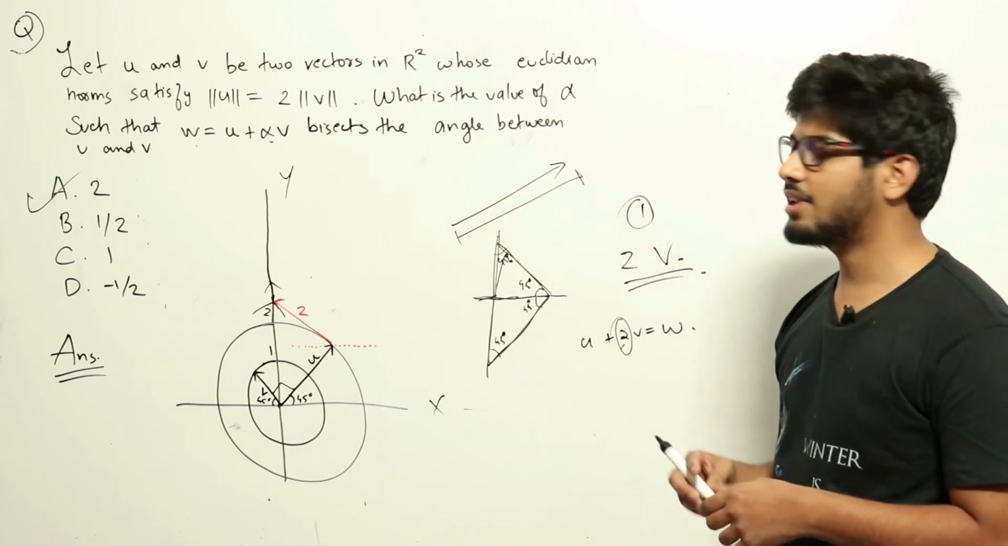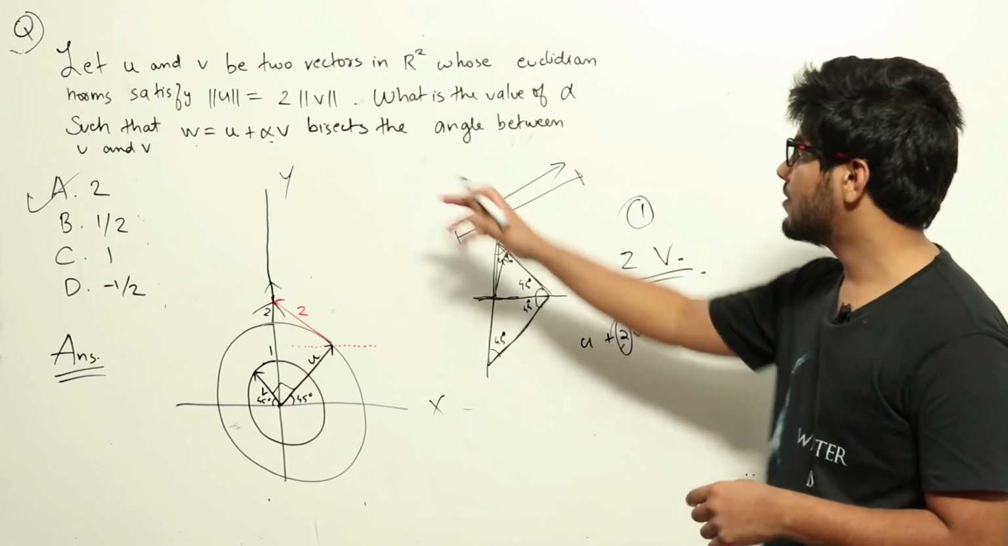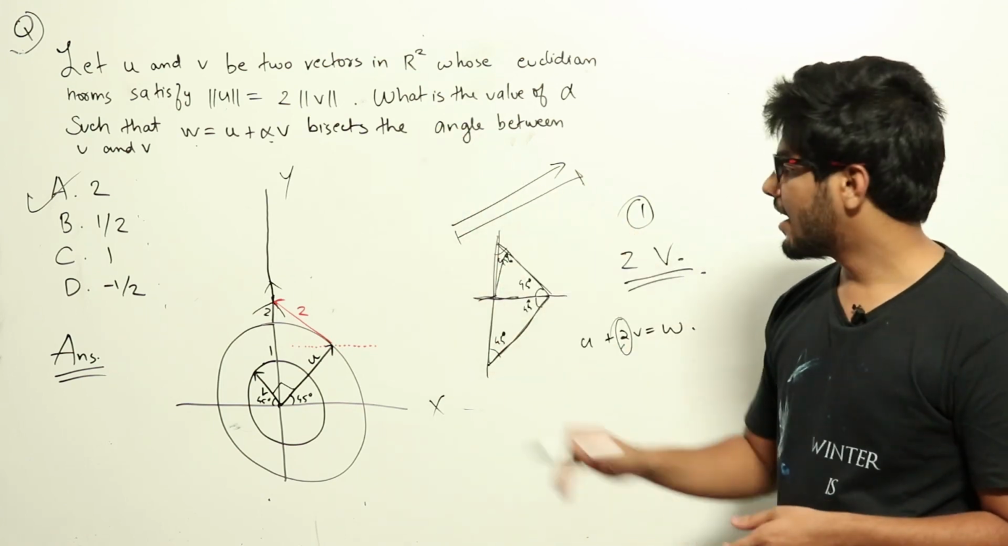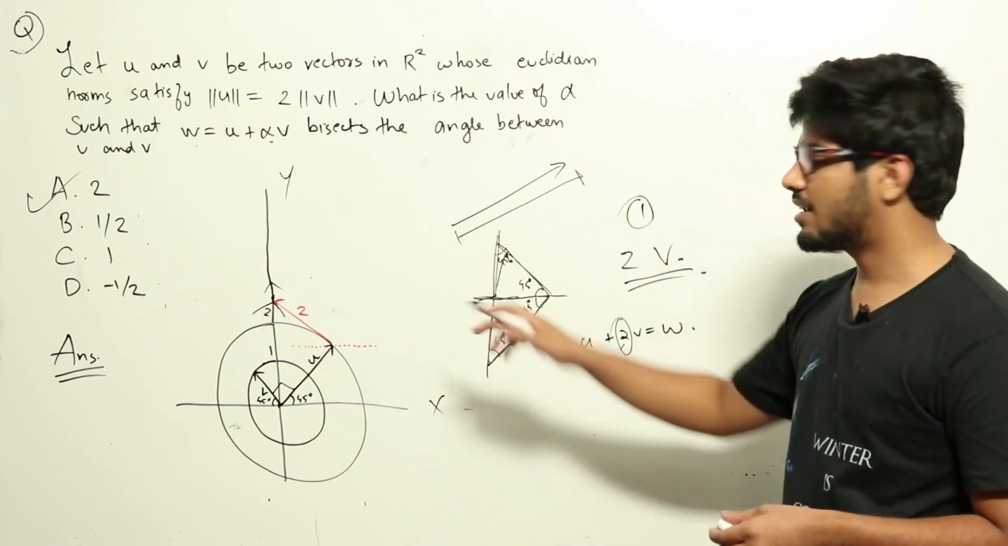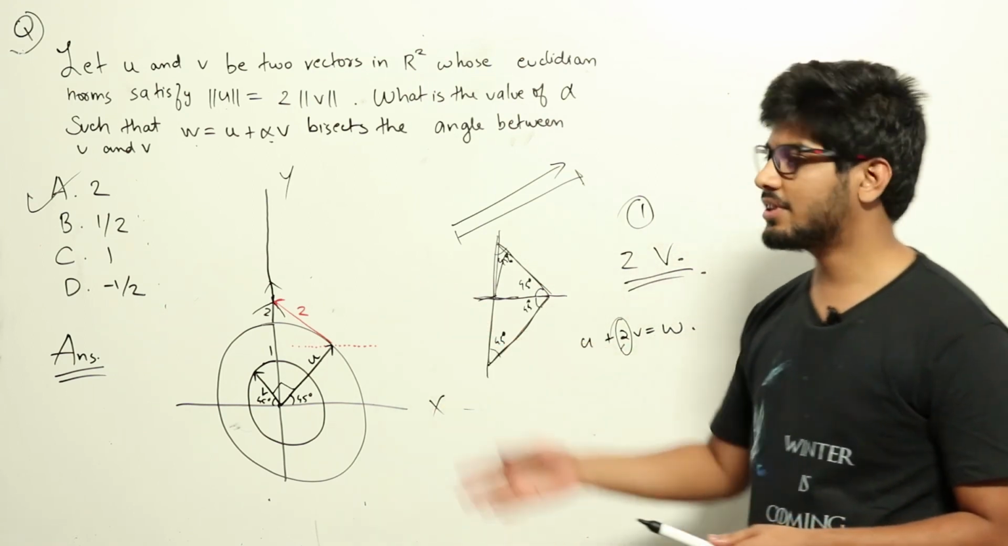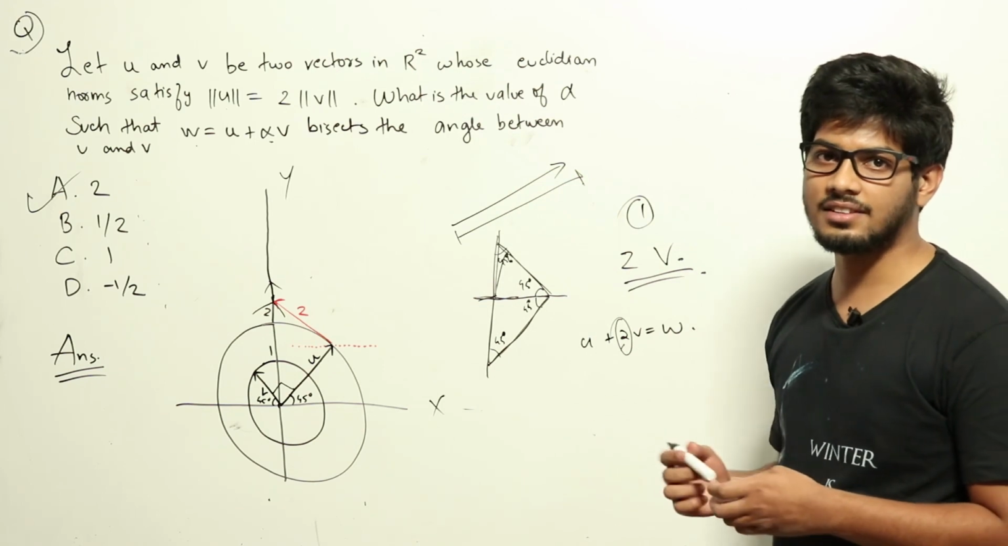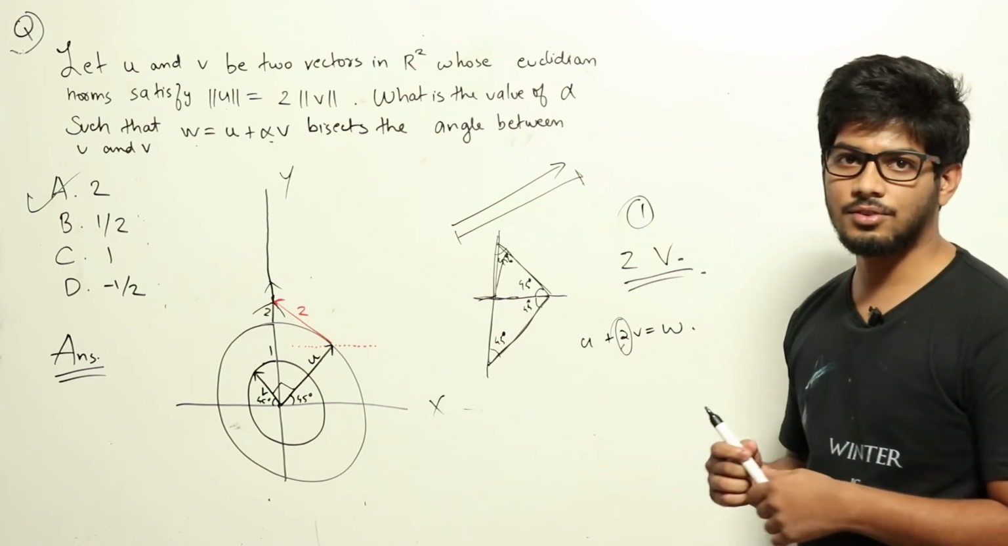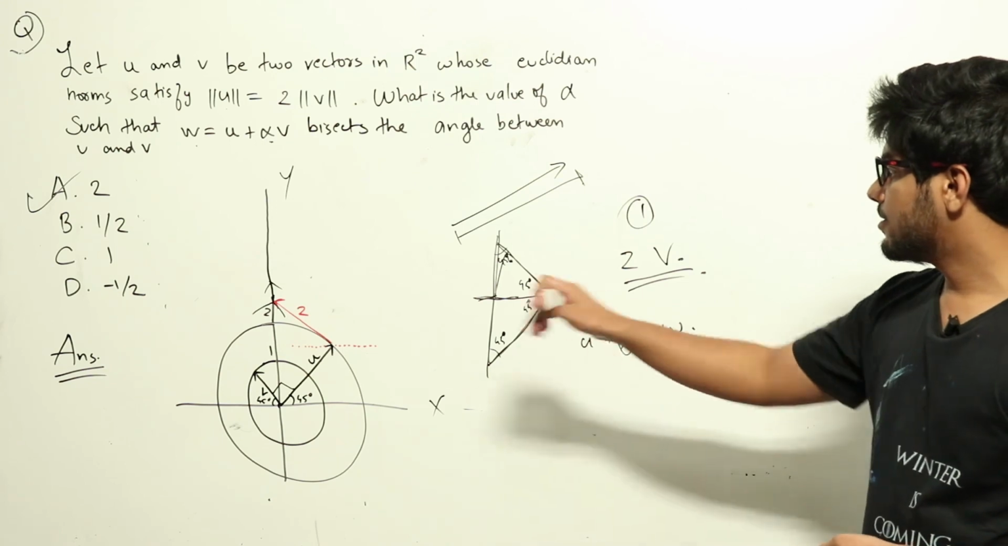They have asked this question, meaning it has a unique answer. Even if it was a numerical type question, I could have taken one example like this and found the answer. Because if the answer was different for some other example, then the question would have had multiple answers, which is not the case for GATE questions. So this is the correct answer.